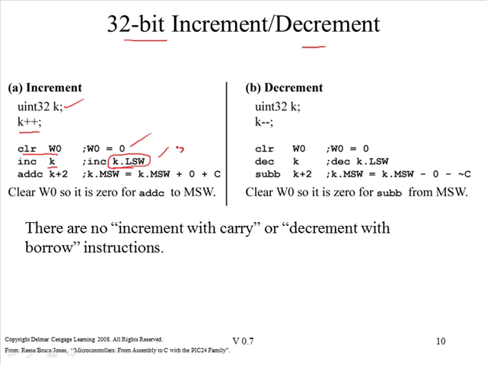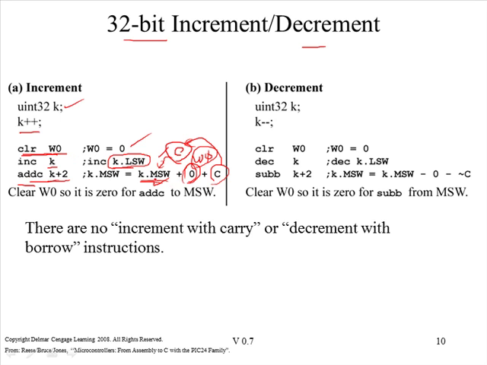It will also affect the carry flag, and we're going to need to take this carry flag and add it to our most significant word. So how are we going to do that? Well, we can do an add with carry k plus 2, but recall that not only does this add the most significant word of k, it also adds whatever is in W0. We need that to be a 0 because the only thing we want to add in here is the carry. We want to make sure that a 0 is added to the most significant word. So that's why we cleared W0 here to ensure that W0 was a 0.